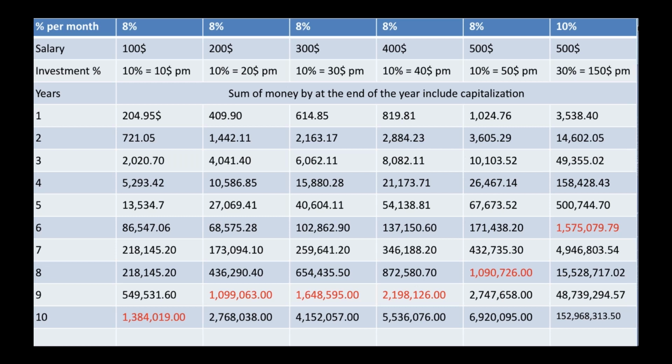Then you will realize that by the end of year one, $10 per month will be worth $204.95. By the end of year two, it's going to be $721. And what is interesting is if you go further and look at years 6, 7, 8, 9, and 10, you will see a significant difference.